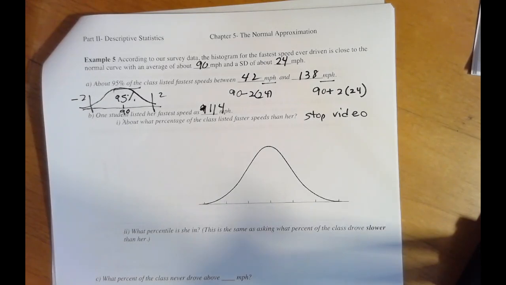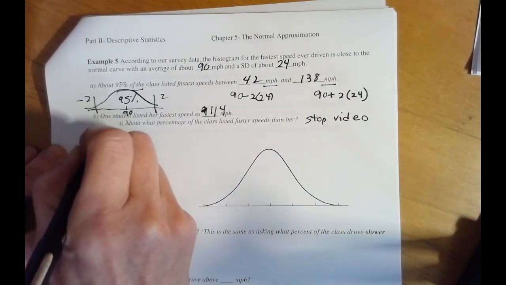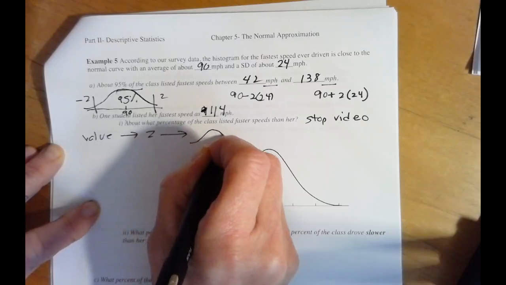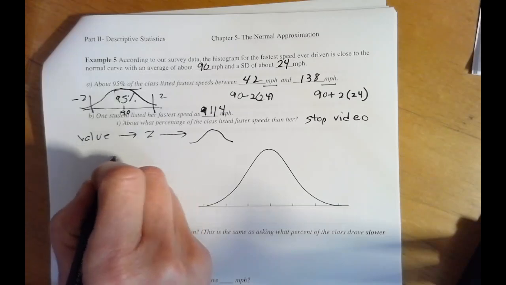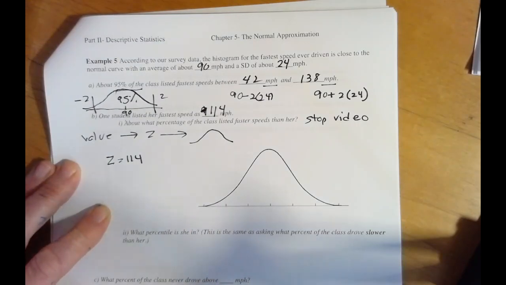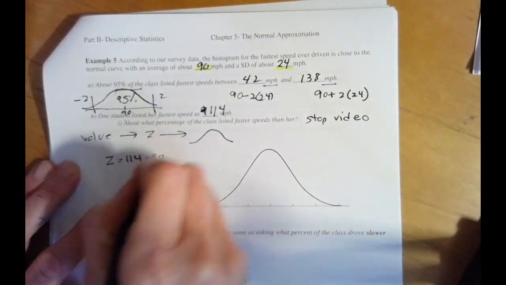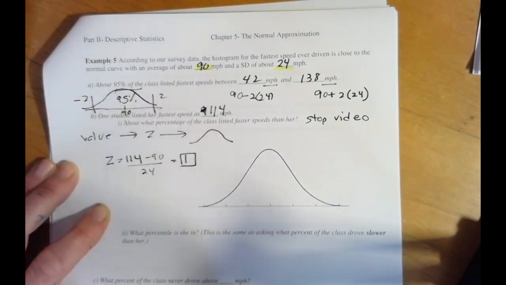All right, so what do we want to do here? Well, we want to translate that value into a z and then get some area here. So that's what we're going to do. How are we going to do this? Z is equal to 114 miles per hour minus, here's our average up here, 90, divided by our standard deviation, 24. And that's just 1. So this is a very easy problem.